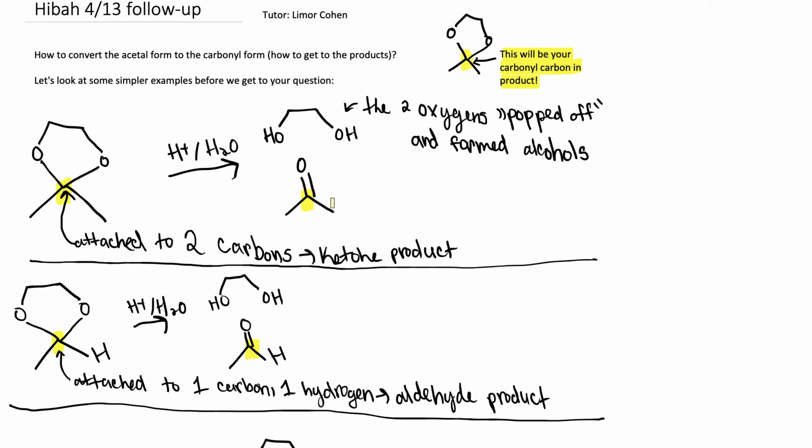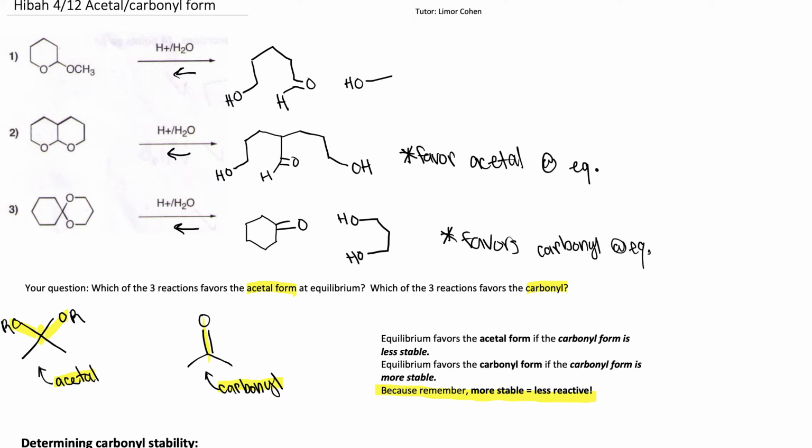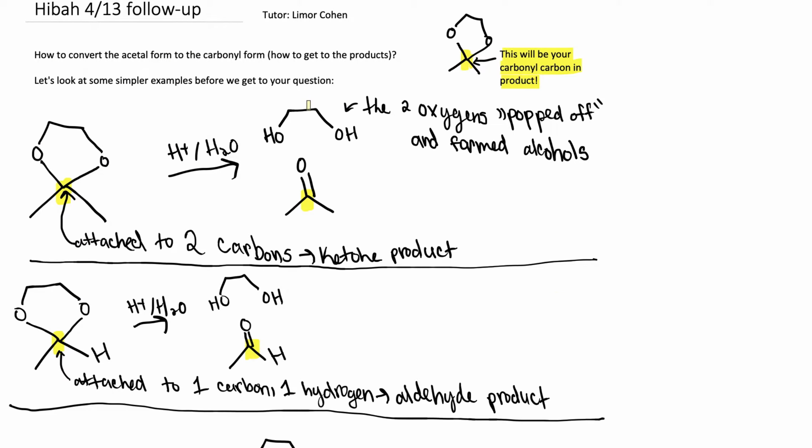Okay, so you asked how to convert the acetal form to the carbonyl form, following up from your last question. I'm sorry I didn't answer that in that video, but I'll get to that here.